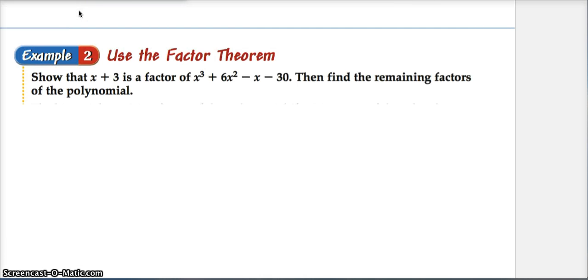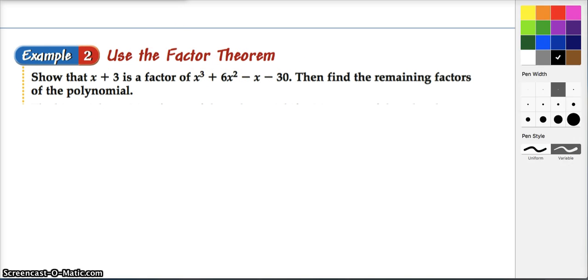So when using the factor theorem in example 2, we're going to show that x plus 3 is a factor of this polynomial. Then we're going to find the remaining factors of the polynomial. So this is a multi-step problem, but we got it. Here's what we're going to do. I'm feeling lazy, so I won't use long division, but if you want me to do a video on long division of x plus 3 into this thing, I can, but hopefully you remember how long division goes and you don't need that.